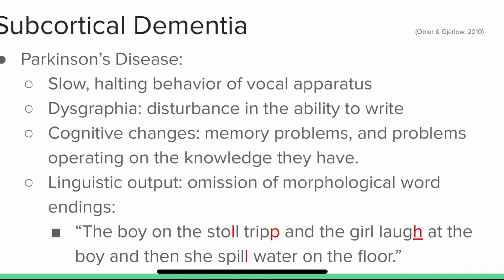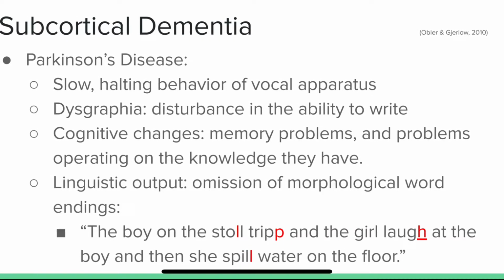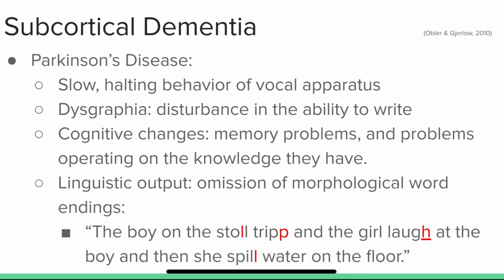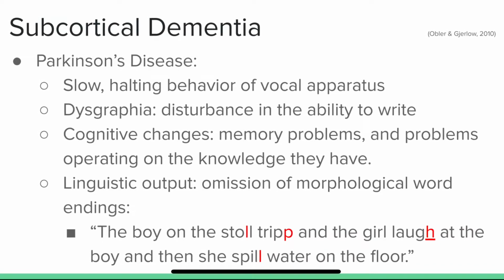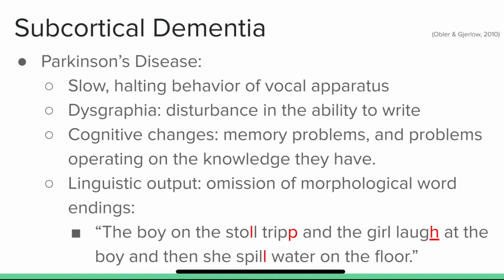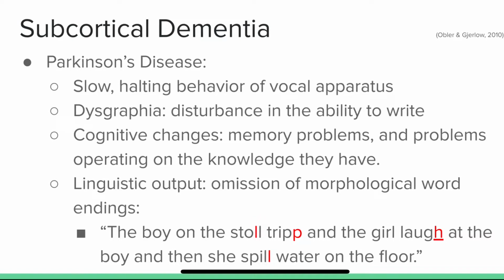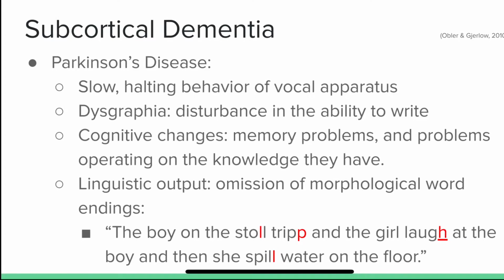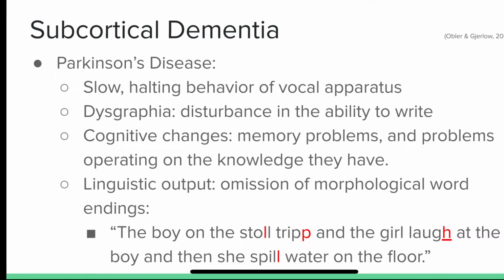For example, their writing samples exhibit both micrographia, which is a tendency to write in very small letters, and an inappropriate use of space in their writing. However, both of those symptoms could also be attributed to their loss of muscle control. So as I mentioned earlier, we can also expect some cognitive changes in the 1/3 of patients with Parkinson's disease that also have dementia. Their form of dementia consists primarily of memory problems and problems operating on the knowledge that they already have. And these individuals with subcortical dementia also present with some subtle effects on their language.